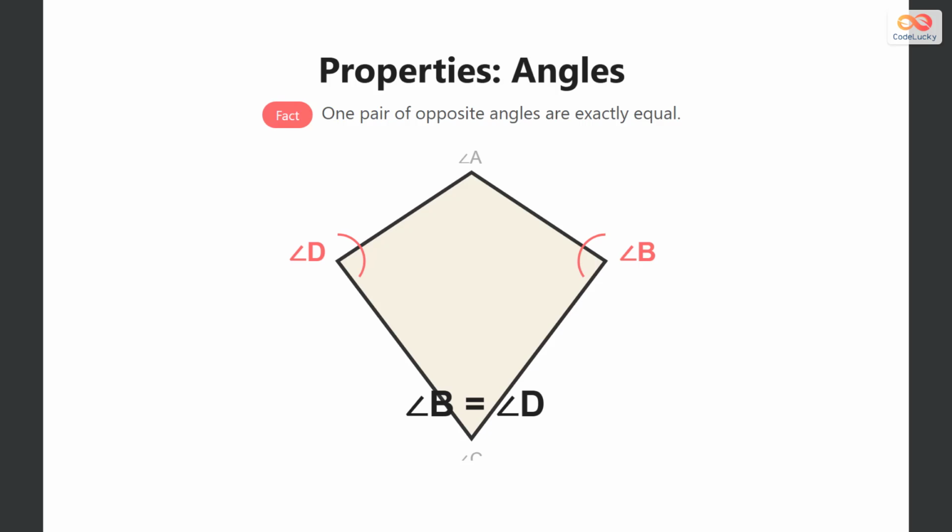When looking at the angles, we find that the non-vertex angles are always equal to each other. However, the vertex angles are usually different from each other.